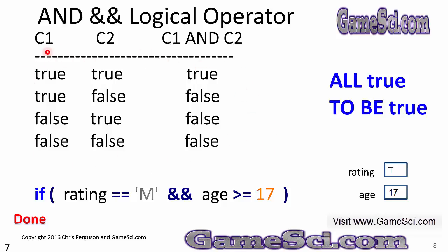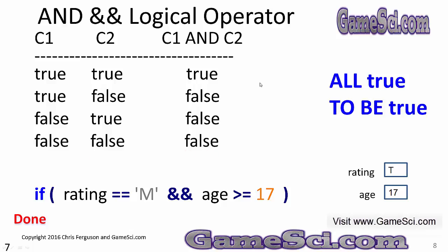The way I always remember the AND truth table is all true to be true. The only way an AND will ever be true is if all its inputs are true, and that's what this line is showing you. If my first or left operand is true, but my right operand is false, then the AND will output a false. If my left operand is false, but my right operand is true, then the AND will output a false. And of course, if both inputs are false, then the result of the AND will be a false.